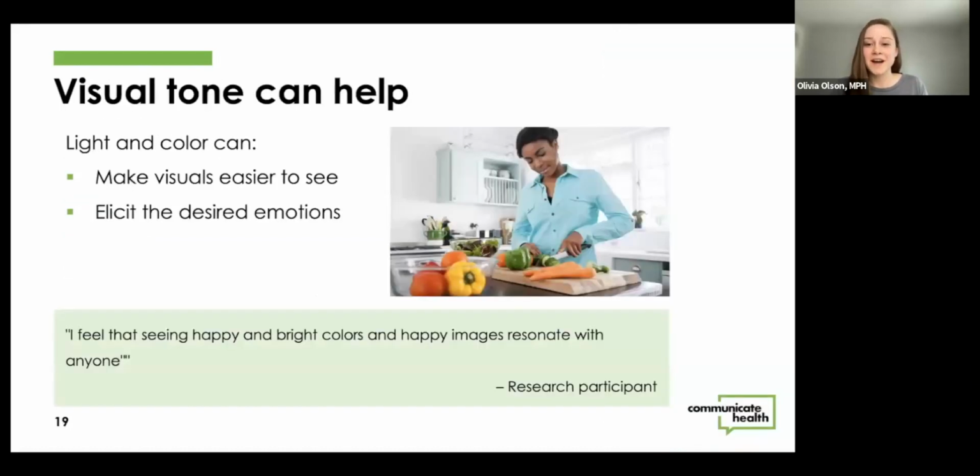Another key point about images that emerged in our research is that tone, or in other words, the light and color of an image, can really make your health communication materials more or less effective. In numerous studies, participants frequently noted that images that were brighter, had a positive tone, and appeared more inviting, drew them in, and made the material easier to read. In one study, a research participant shared that bright colors made the material resonate emotionally with her.